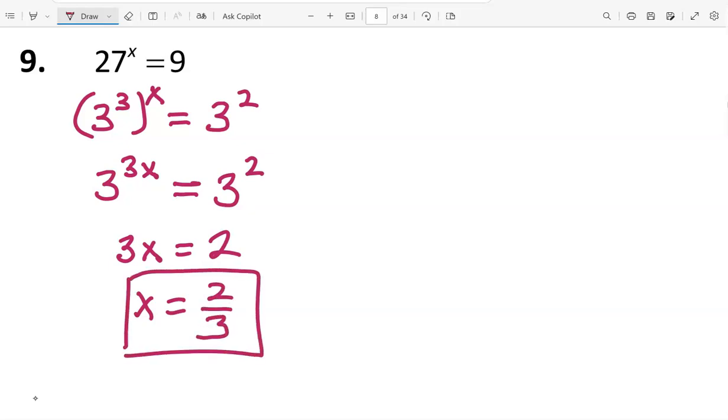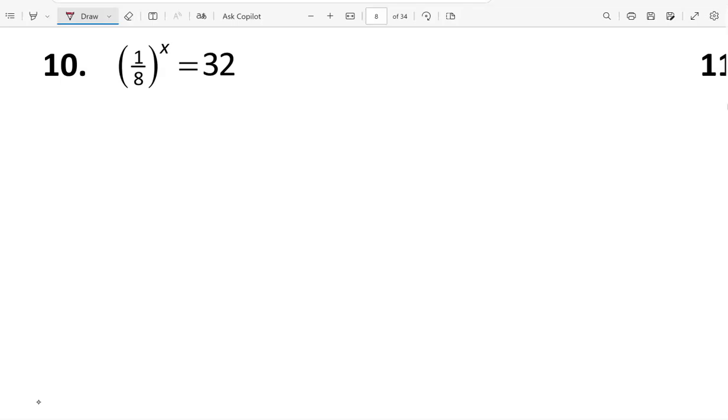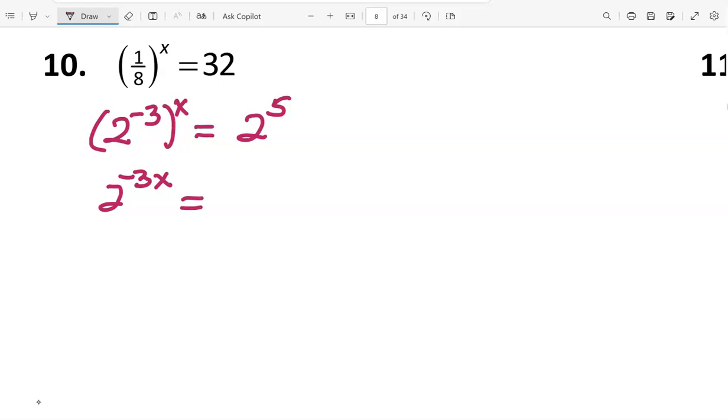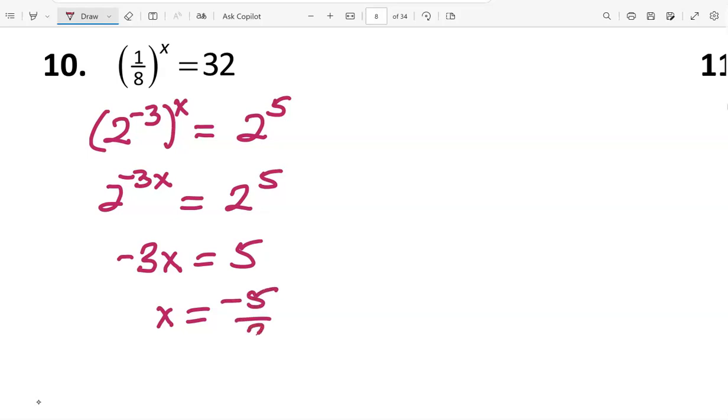In number 10, 1/8 and 32 can both be expressed as powers of 2. 1/8 is 2 raised to the negative 3rd power, and 32 is 2 raised to the 5th power. When we raise a power to a power, we multiply the exponents, so the left side is 2 to the negative 3 times x, and the right side is 2 to the 5th. Now that both sides are expressed as powers of the same base, we can equate the exponents and then divide, and so x is equal to negative 5/3.